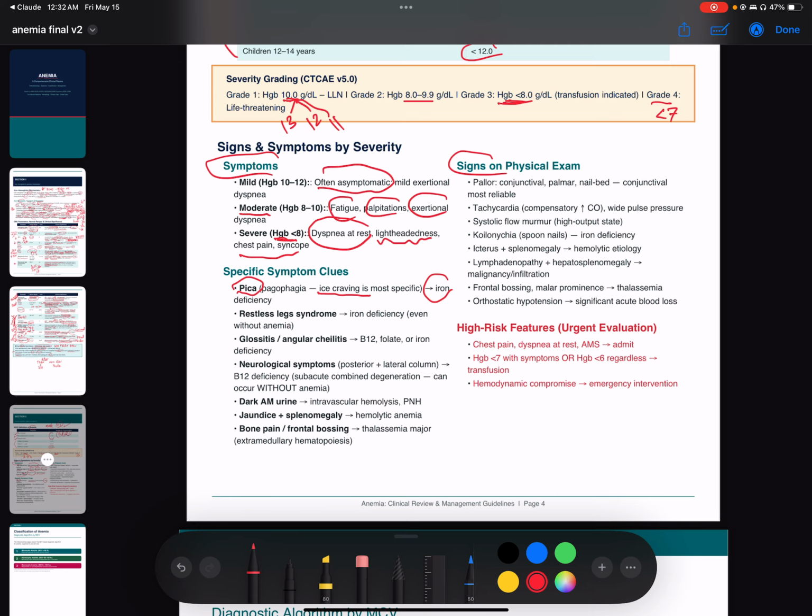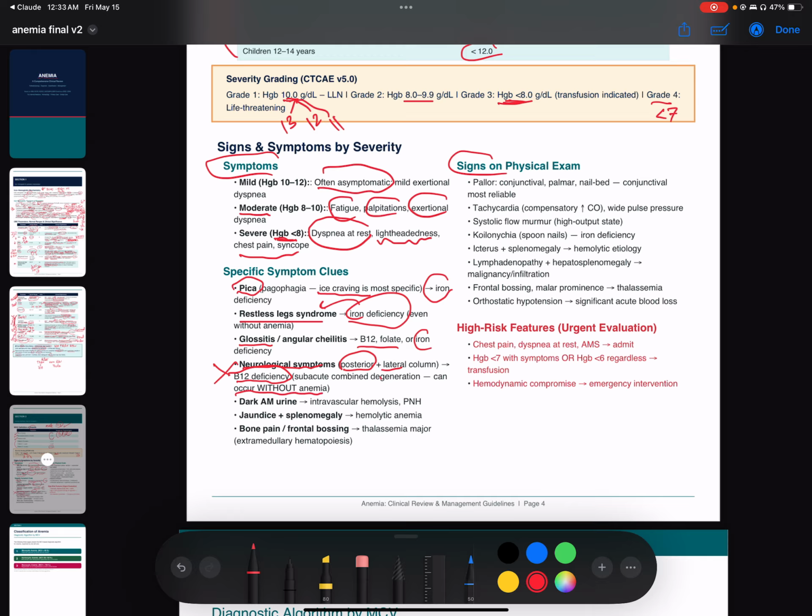Some specific symptom clues: if someone is having pica, which is mainly ice craving, that's usually a pattern for iron deficiency. If someone is having restless leg syndrome, iron deficiency is the most common cause for restless leg syndrome. If someone has a lot of inflammation in their mouth and tongue, glossitis, that can indicate iron deficiency, but also B12 and folate. If they have neurological symptoms, particularly in the distribution of the posterior and lateral columns, that can be indicative of B12 deficiency, which we differentiate from folate, where you don't have these neurological symptoms, right?